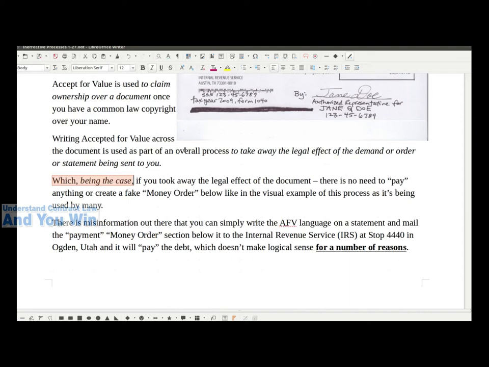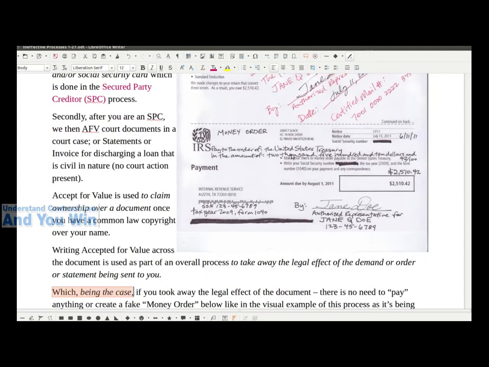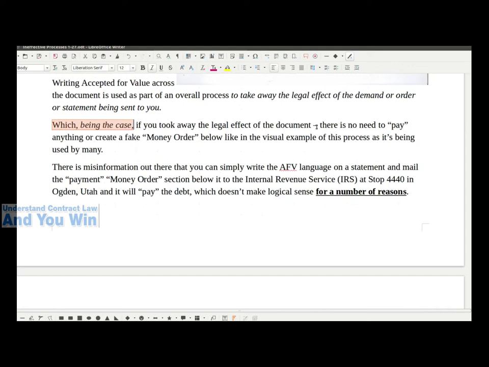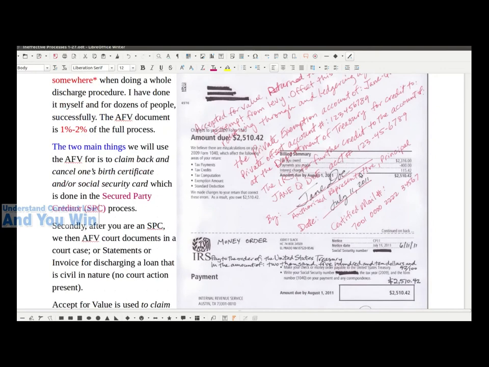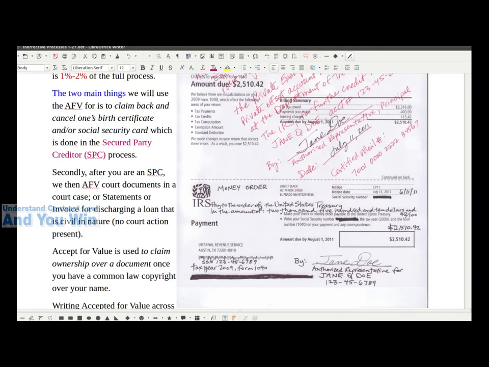Or it's a court case and you've done this on every page of the complaint and the summons in a lawsuit. If you took away the legal effect of the document, there is no need to pay or create any other fake money order below, as in this visual example, in the process that's being used by many people. Some people say, oh, you accept for value, blah, blah, blah, then they don't explain what it is, and then they say now you've got to create a money order because you have to pay the bill. Well, why are you paying the bill if you've taken away the legal effect of it and your position is the whole account doesn't exist?